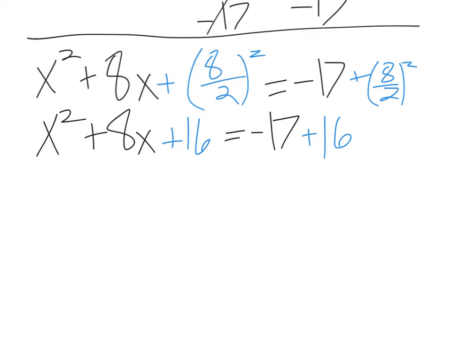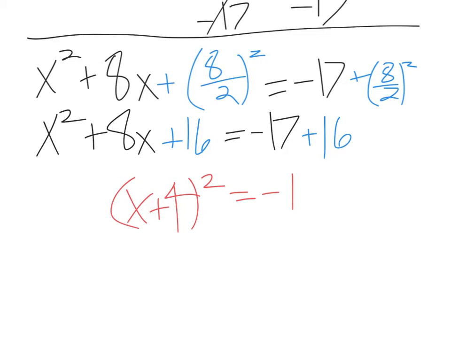On the right hand side, that's pretty simple. You just need to combine those two numbers. Negative 17 plus 16 is negative 1. And then the left hand side, you need to factor. Remember, it's called completing the square because you're turning this into a perfect square trinomial. So the factors of 16 that add up to 8 are going to be the same number, which is 4 and 4. And so you write x plus 4 times x plus 4. But since it's the same thing twice, you can just write x plus 4 squared.